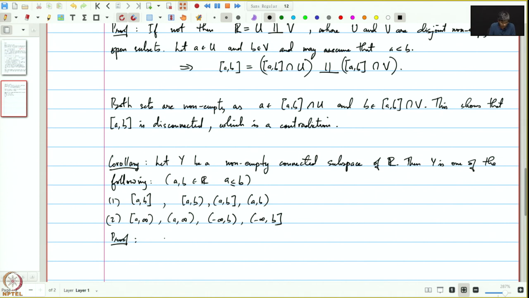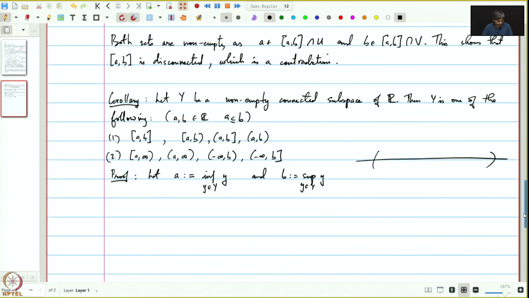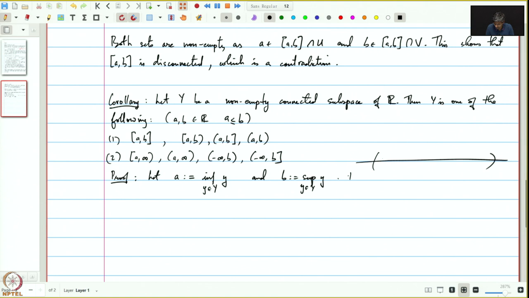So the idea is simple. We define A to be the infimum of Y, and B to be the supremum of Y. So here we have a real line and our Y is some subset. So we take the infimum and supremum of all elements in Y. So then A is less than or equal to B. Note that A and B are allowed to be plus or minus infinity.